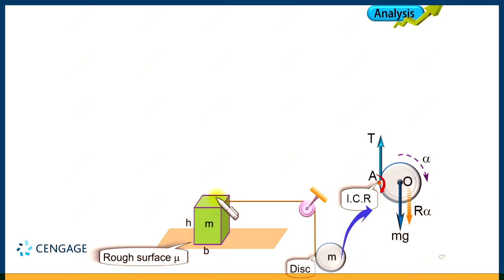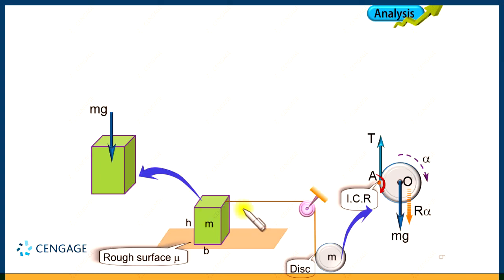One is the weight, mg, in the downward direction. Second, the tension force is a pulling force that acts from the middle of this block as T in the rightward direction. The normal reaction will act in the upward direction, right? And the friction force will be static in nature and will act in the backward direction. Say this is small f. This is the friction force, right?